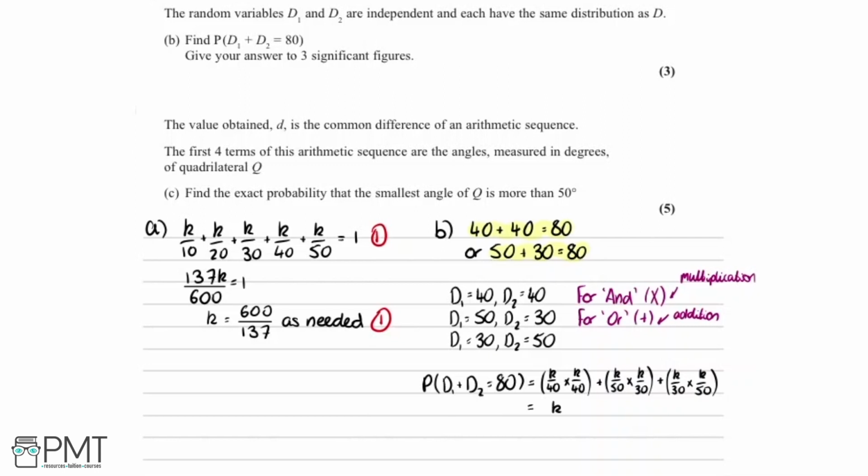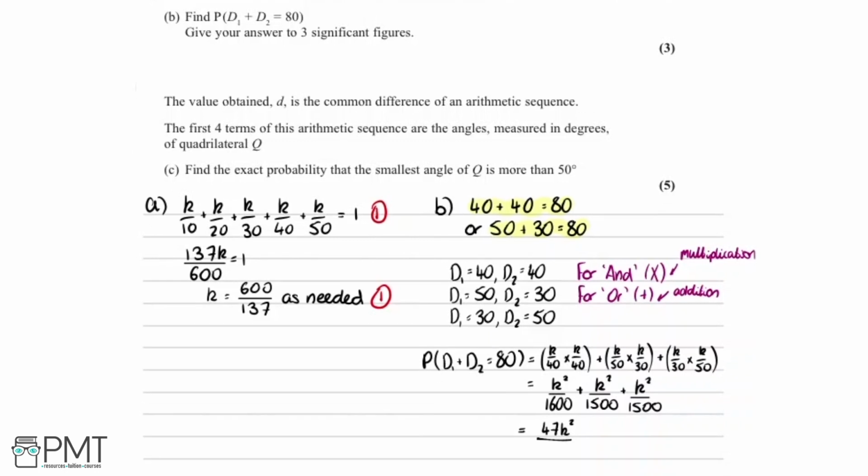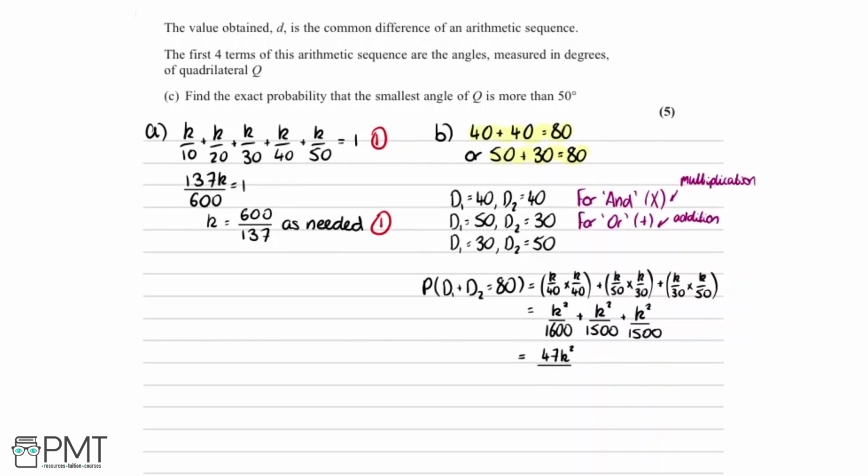So we're going to have k squared over 40 times 40, so 1,600. And adding to that, we're going to have k squared over 50 times 30, so 1,500. And lastly, we're going to add again. We're going to have k times k, so k squared over 50 times 30 again, so 1,500. And we can evaluate that on our calculator and we get 47k squared all divided by 24,000. Now, we know the value of k from part A.